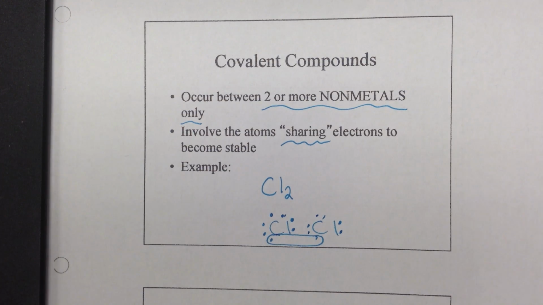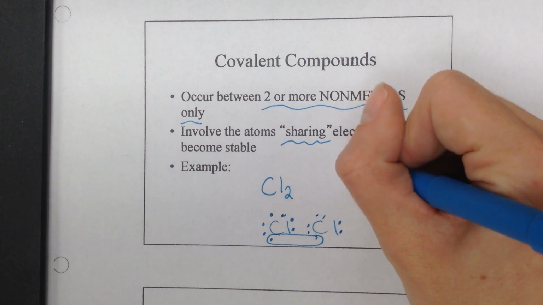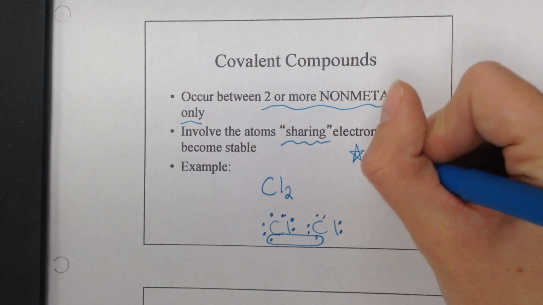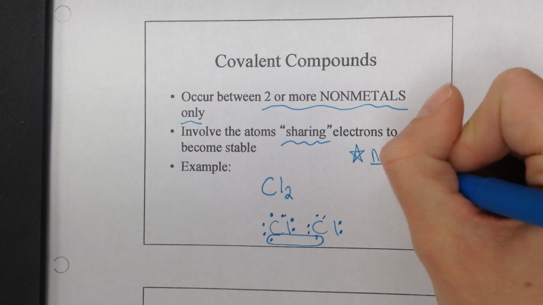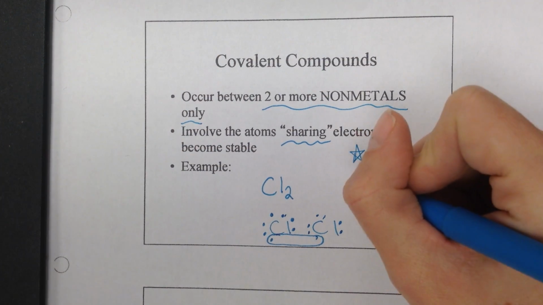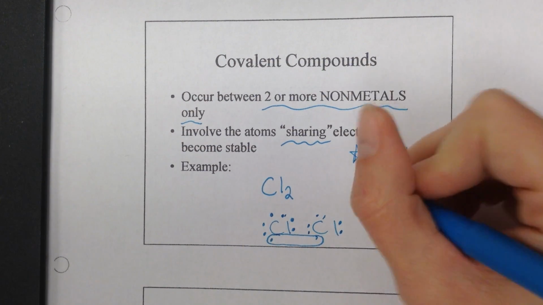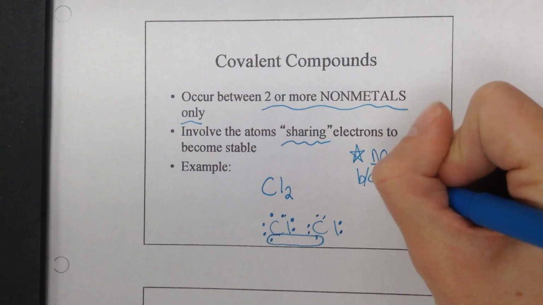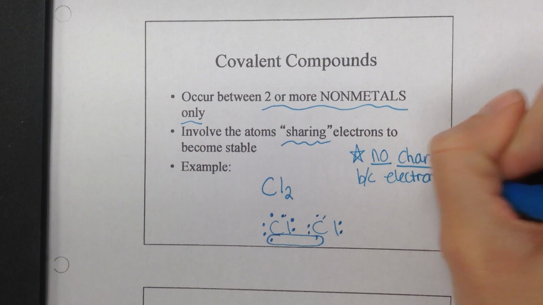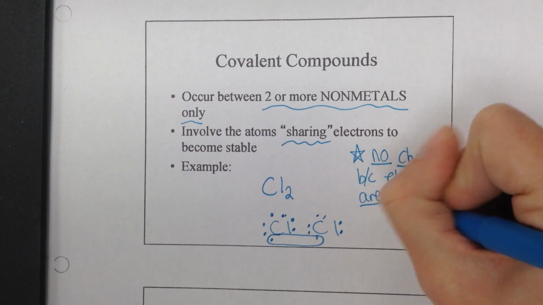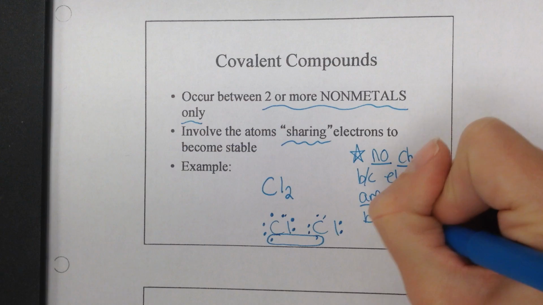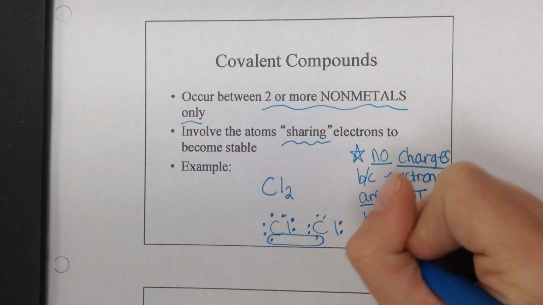So here's the big thing to remember. There are no charges with a covalent compound because the electrons are not being transferred.